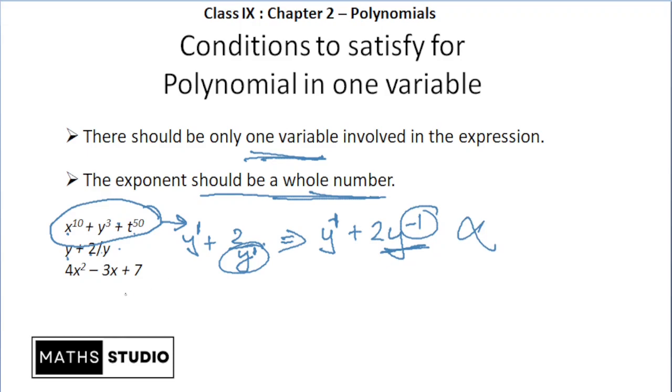Now let us look at the third one. There is only one variable involved and the degree is 2. This is 1. So overall it satisfies both the conditions. So this satisfies the condition for a polynomial in one variable. So are we clear with this? Chapter 2.1 actually talks about these conditions.